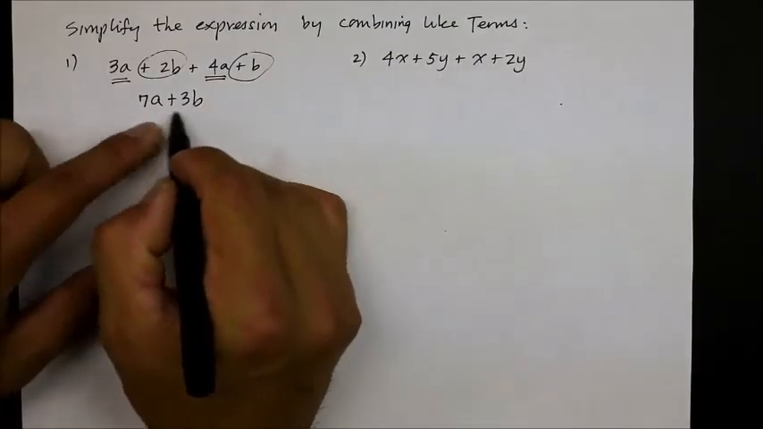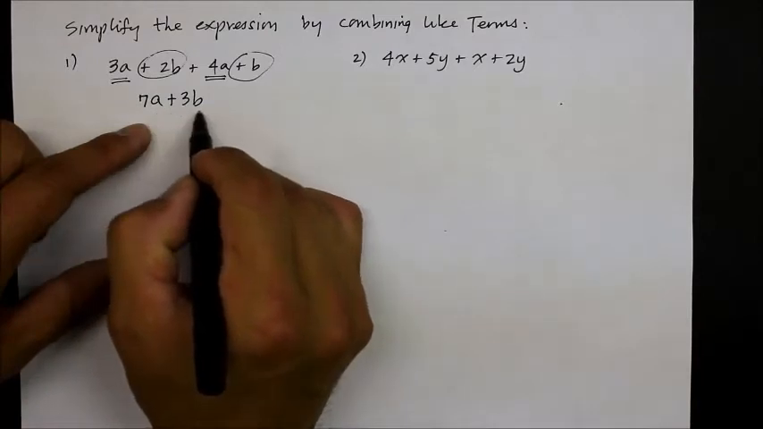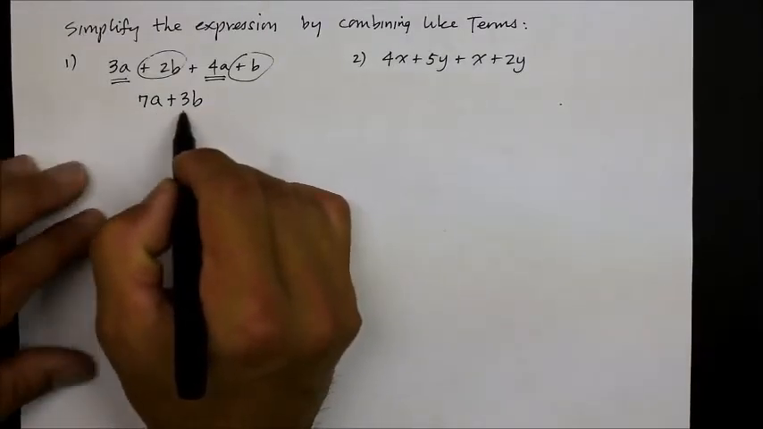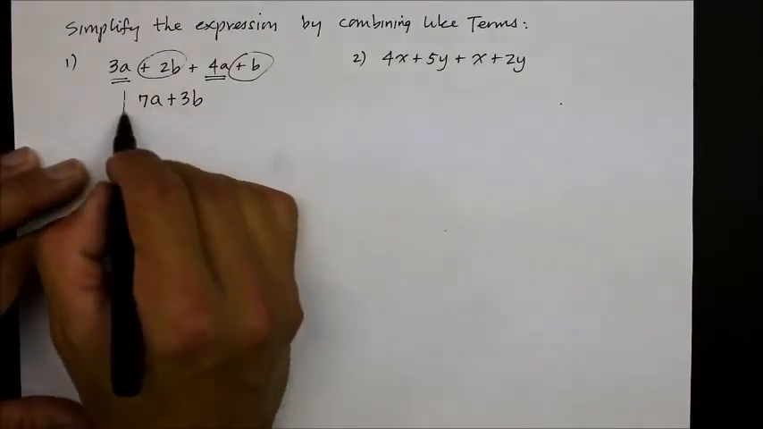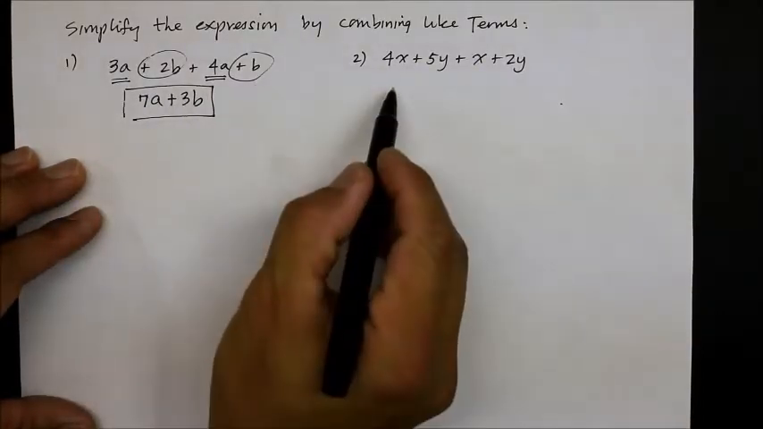Now, can I add these two? No. This is an apple. This is a banana. They're not the same thing. So we leave it side by side. And that becomes the final solution for this expression. Now, why don't you try number 2?